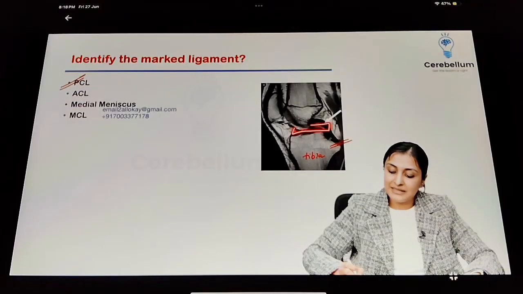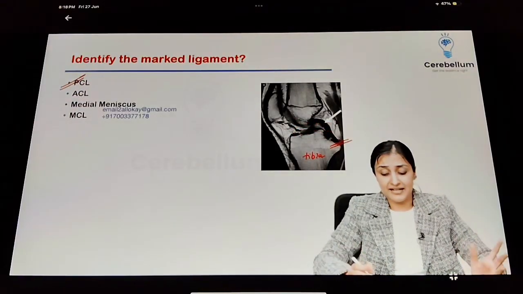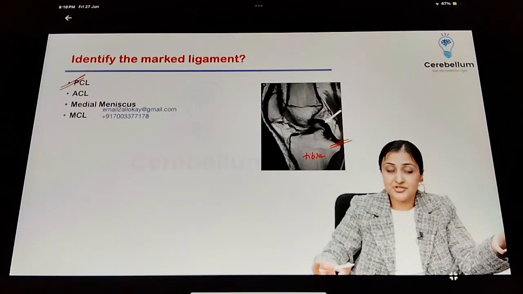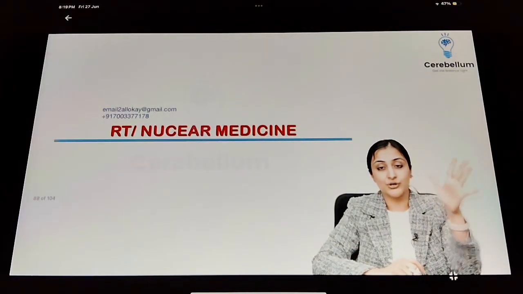The menisci are going to be in between. They don't cross. And collateral, they will never ask you. They're very thin ligaments and it's seen in the coronal plane. Even radiologists have trouble finding it, so they're not going to ask you. So either it's cruciate or it's menisci that you have to remember.